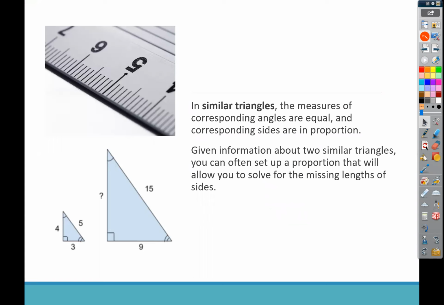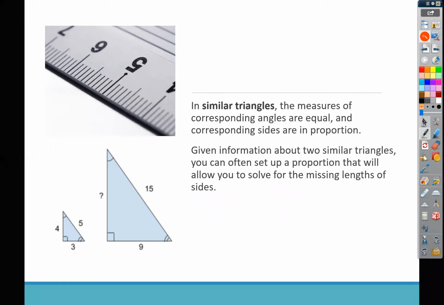Okay, in similar triangles, the measures of corresponding angles are equal and corresponding sides are in proportion. Given the information about two similar triangles, you can often set up a proportion that will allow you to solve for the missing lengths of the sides. So if we were looking at this one right here, we would say 4 over 3 equals x over 9 because these sides are proportional to each other. And then I can cross multiply and solve. So x would actually equal 12.